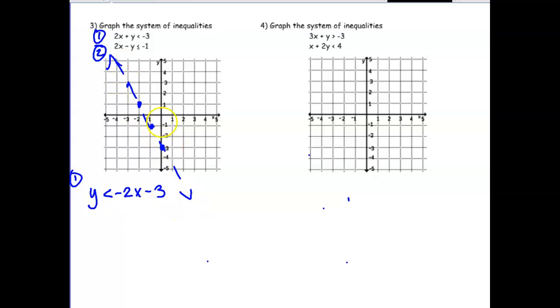Then when I test the point (0, 0), I end up with 0 is less than negative 3. That's false. So that means when I shade it, I don't shade the (0, 0) side, I shade the other side. So there's my shading on the first.